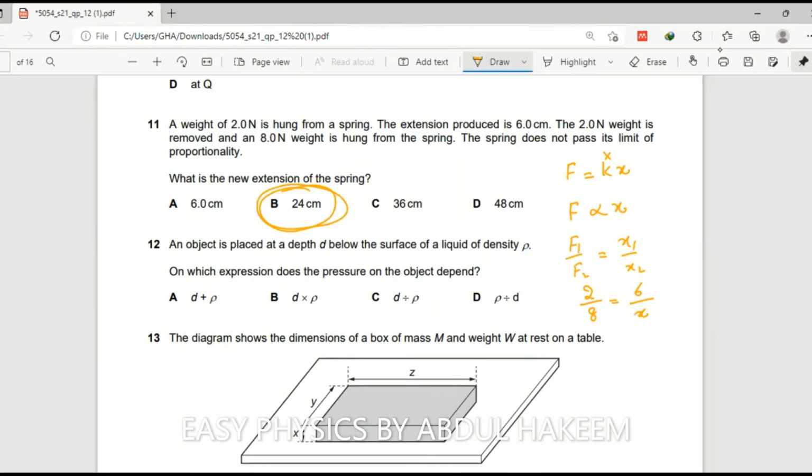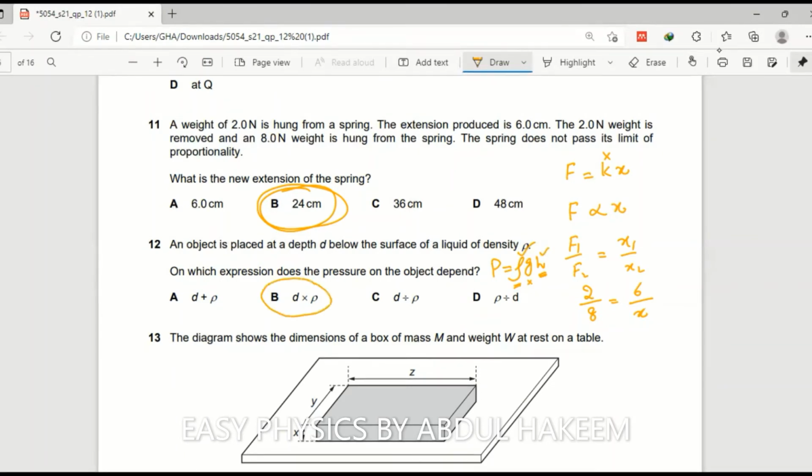Next, an object is placed at the depth D below the surface of the liquid of the density rho. On which expression does the pressure of the object depend? Look, the pressure is equal to rho g h. This h is not height, this is depth. G is constant and this is density. So it depends on these two variables, density and depth. So the density and depth is in B. So B is the answer. So the product of density and depth will affect the pressure.